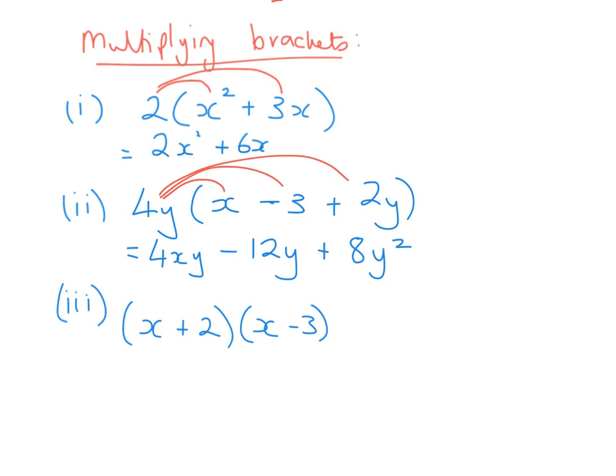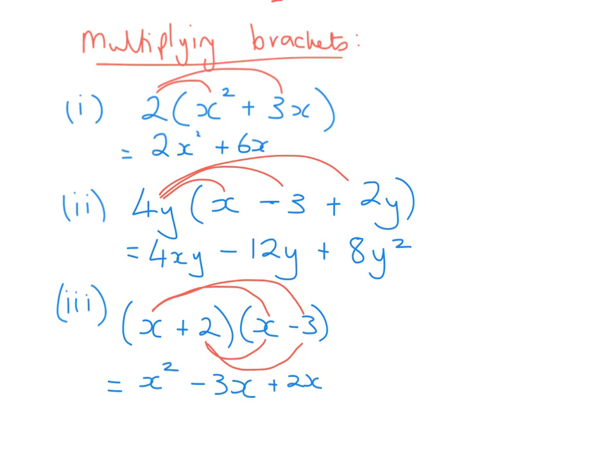But because it's a double bracket, we need to make sure that everything is multiplied by everything in the two brackets. So I do it again with my arrows. I'm going to say the first by the first, the first by the second, the second by the first, and the second by the second. Okay, so we're going to multiply that out. So we're going to do x multiplied by x, which gives me x squared. Then we'll do x multiplied by minus 3, which gives me minus 3x. Then we'll do 2 multiplied by x, which gives me 2x.